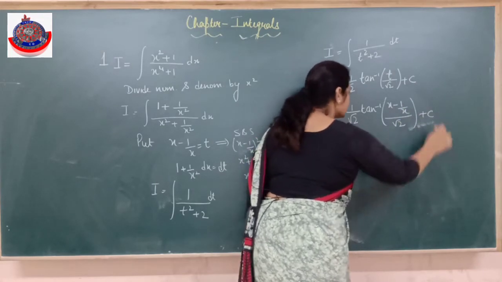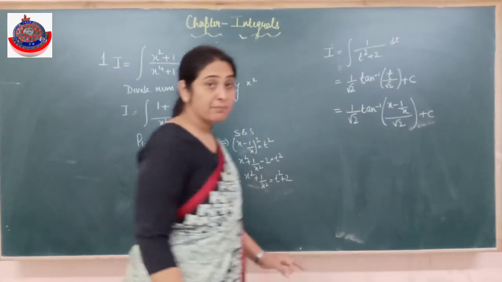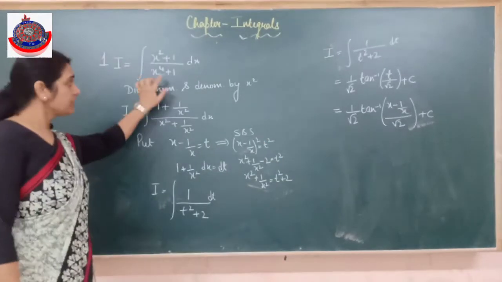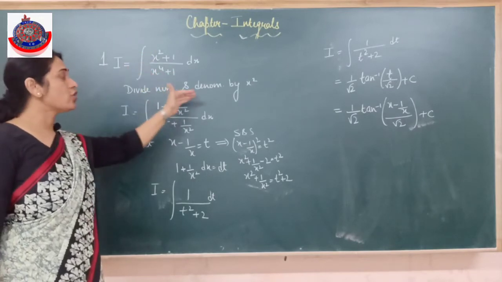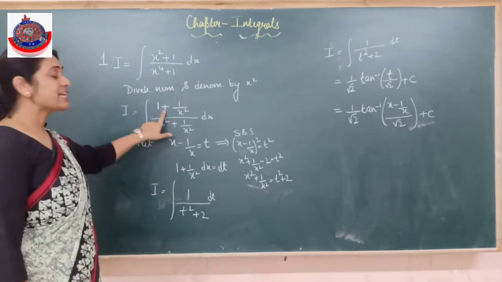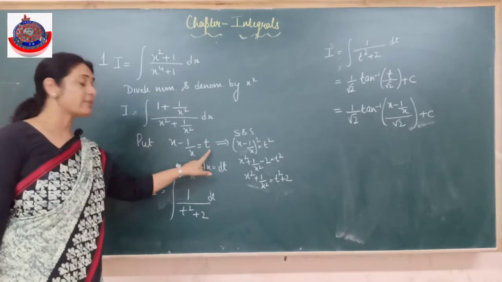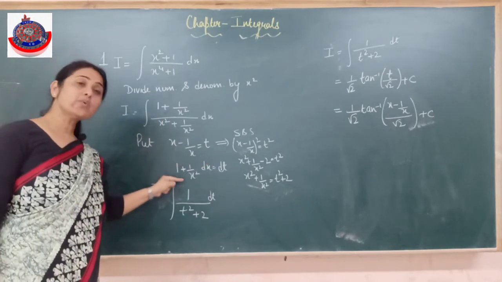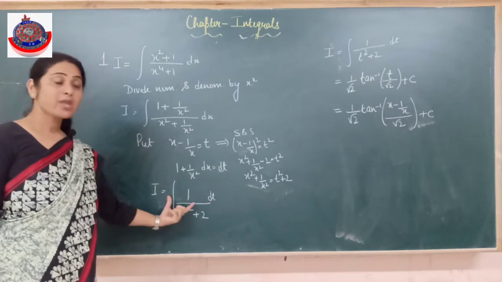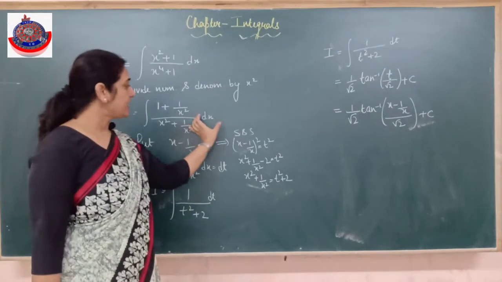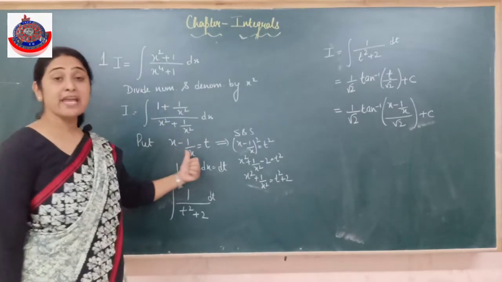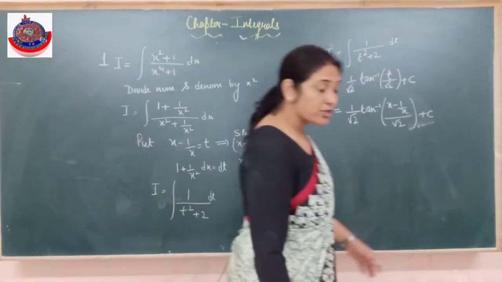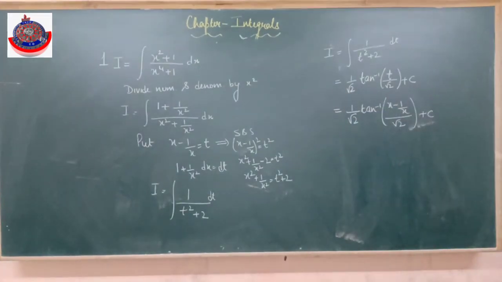That's my answer. Alright children, keep in mind, if it is in this form and you have a term of x square also, then also it's okay. You have to divide the numerator and denominator by x square. If it has plus here, substitute x minus 1 by x equals t. The moment you differentiate, you will get the numerator there. The numerator and dx will be adjusted with dt, and the denominator's value you will always get by squaring both sides. The moment you put that, you will get one of the forms which we have already done.